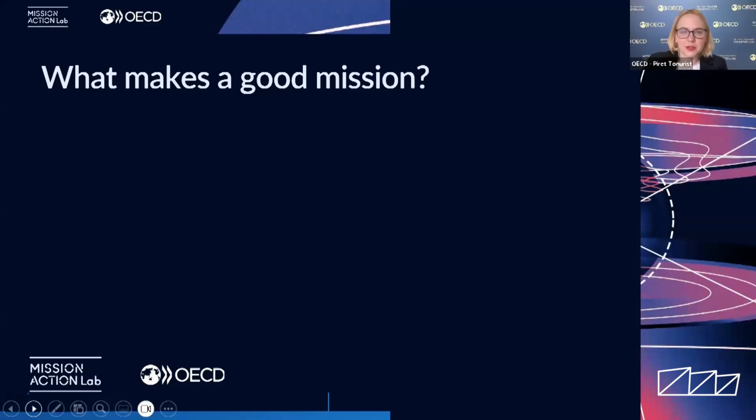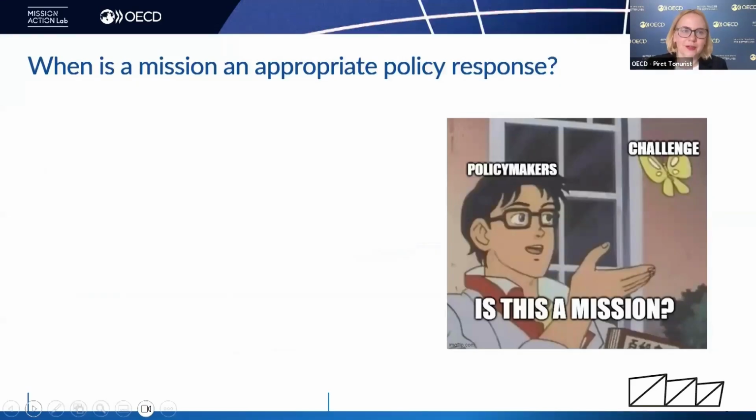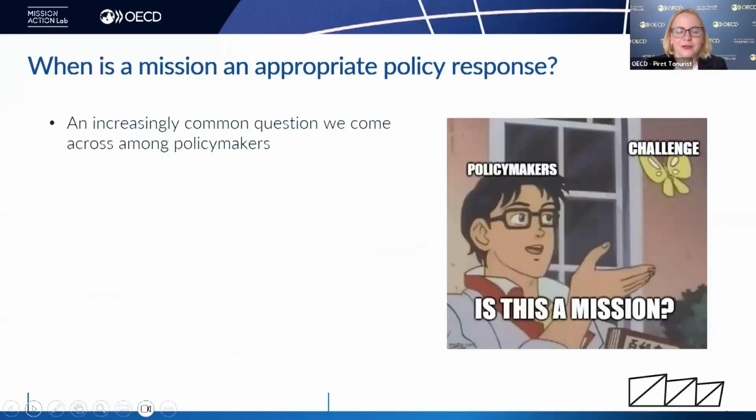And then, what makes a good mission? So we had the 3 components or simple criteria of what missions should look like, but also when to consider a mission-oriented approach. At the lab, because we are working together with quite a lot of governments that are considering adopting a mission-oriented approach, we also developed a litmus test, a test of when to do a mission.